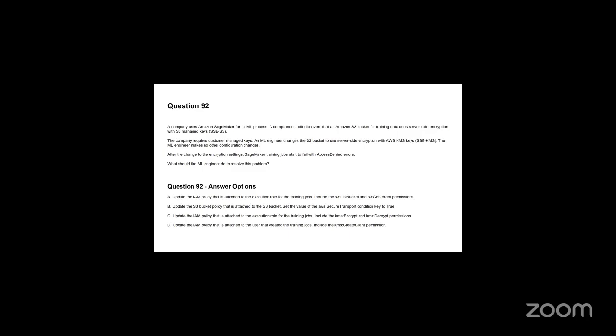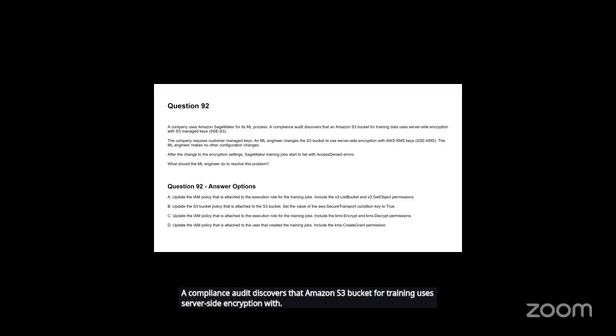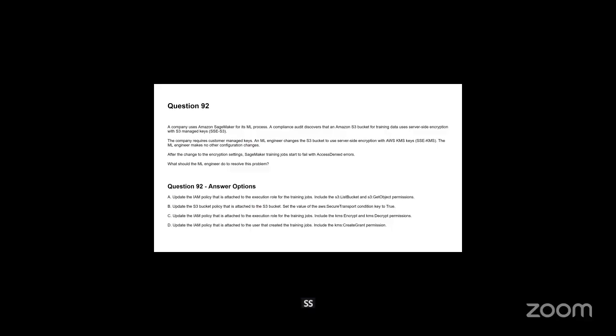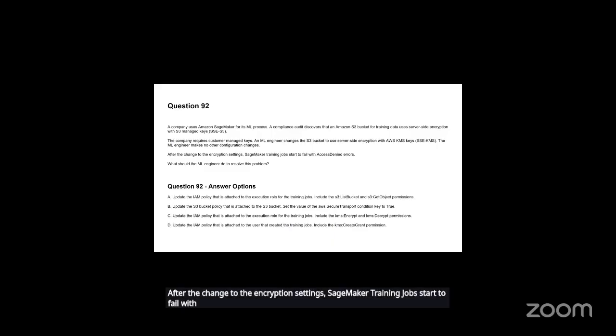92. A company uses SageMaker for its ML process. A compliance audit discovers that the Amazon S3 bucket for training uses server-side encryption with S3 managed keys. The company requires customer managed keys. An engineer changes the bucket to use server-side encryption with KMS keys, SSE-KMS, and makes no other configuration changes. After the change to the encryption settings, SageMaker training jobs start to fail with access denied errors. What should the engineer do to resolve the problem?